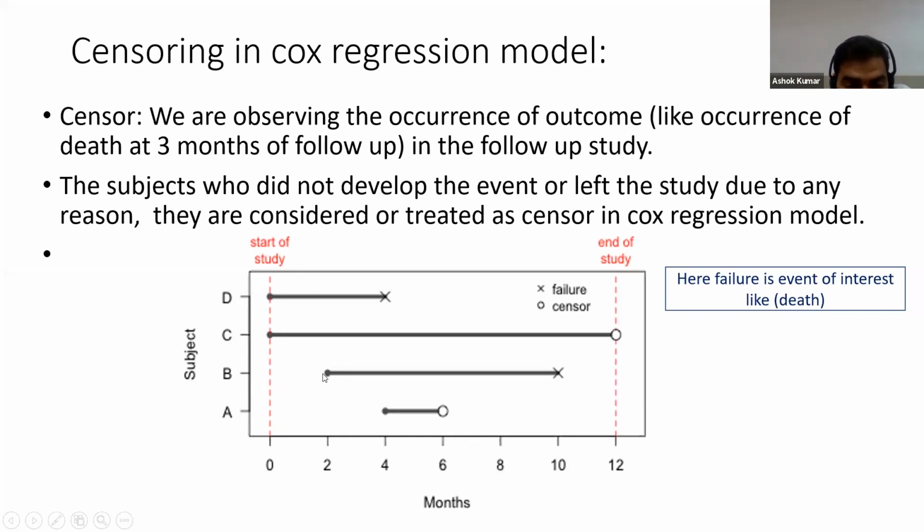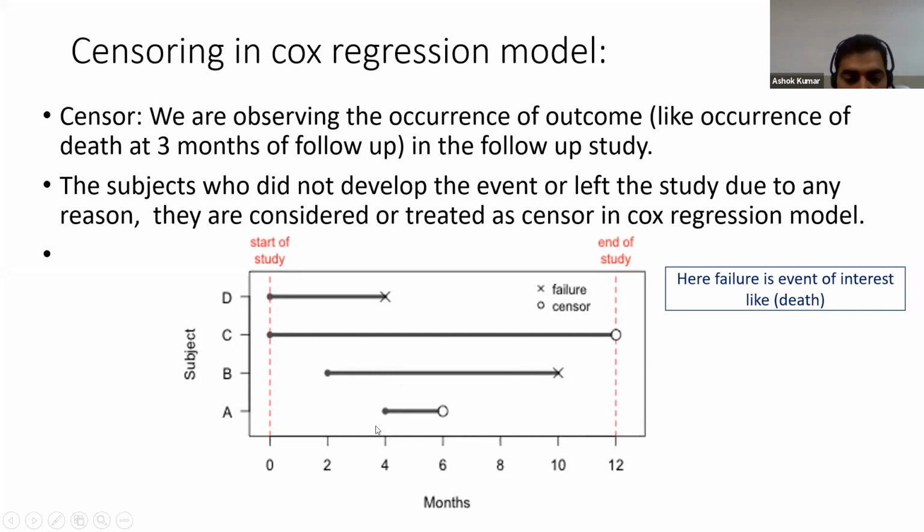So the time of study starting point is here, and from here to here is the 10-month follow-up. He developed the event at 8 months of follow-up, 10 minus 2, that is the 8th month follow-up. So it developed an event, so it is not called censored.